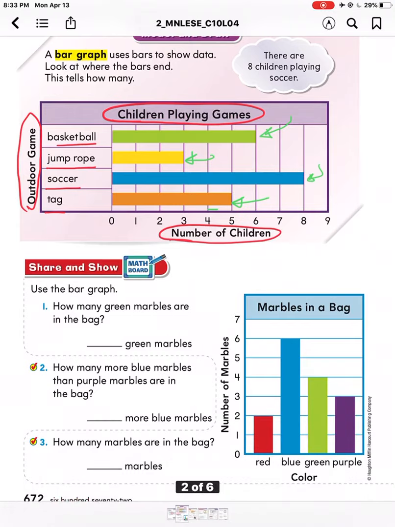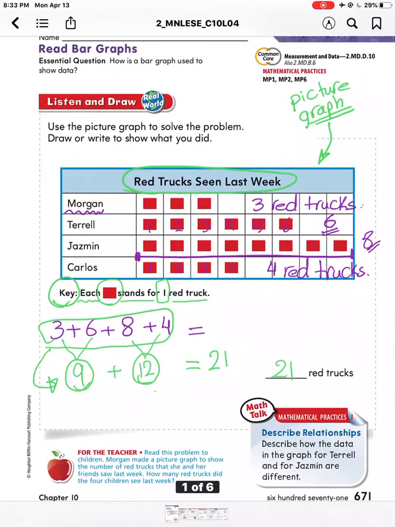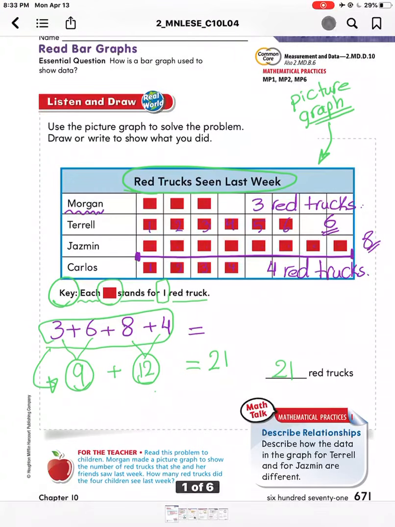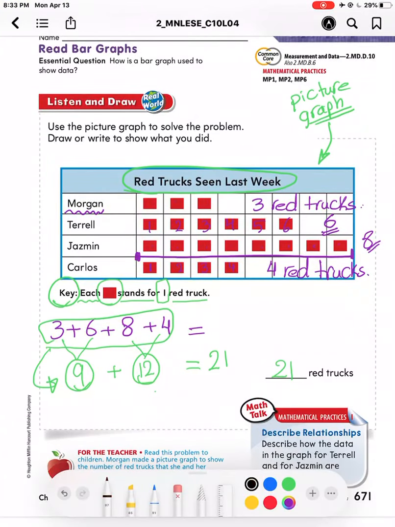Let's go back to page 671, where we got this picture graph. Have you got it? Now, do we have anything written down here? I will use the colors so you can understand what I mean. Do you have anything written here other than the key? No, right? Nothing. We got nothing. We got only this. This is not the case in the bar graph.